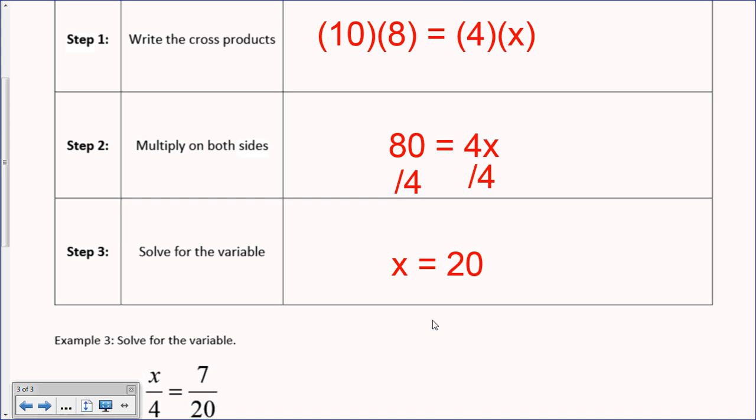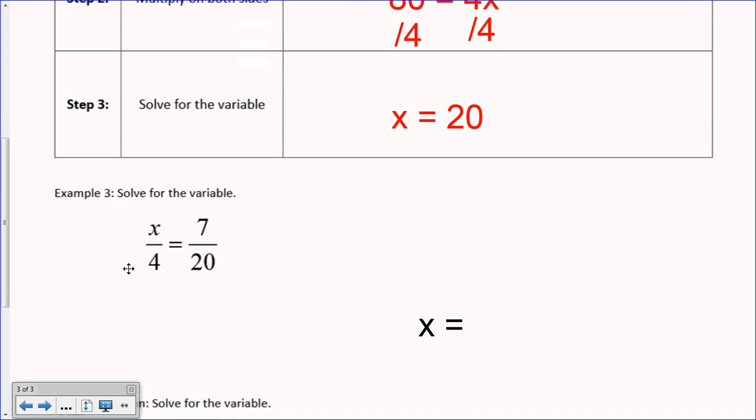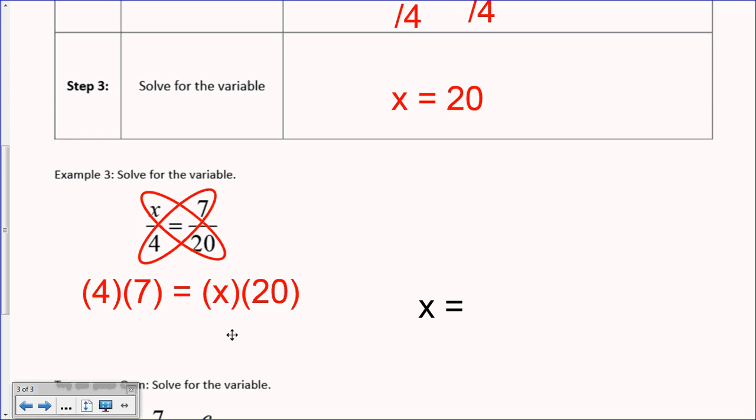Okay? So let's try another example. So I start off with making my cross products. So I make my little circles. So I'm going to do x times 20 and 7 times 4. I multiply it together. 4 times 7 is 28. X times 20 is 20x. Then I go ahead and get x by itself. So I'm going to divide by this times 20. Divide both sides by 20. I end up getting x is equal to 28 over 20.